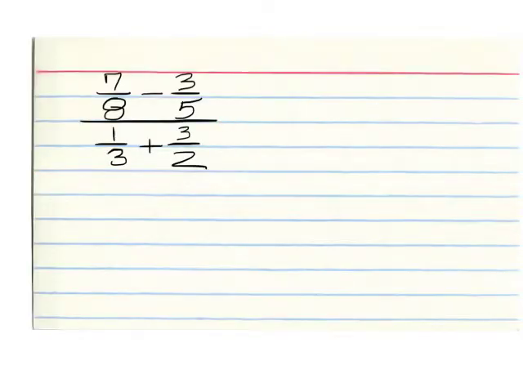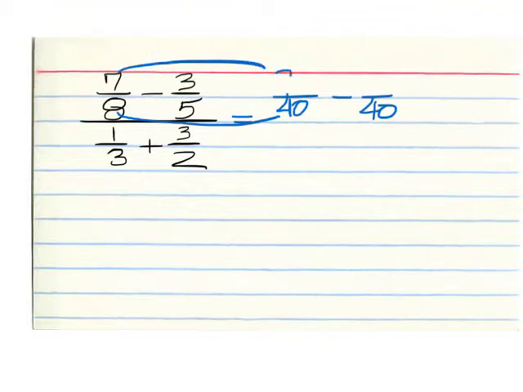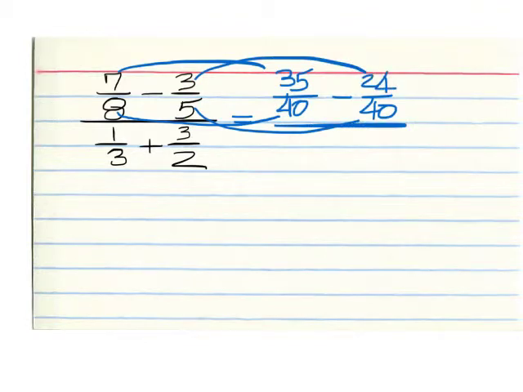Example 4. On the top, take care of that subtraction first. Your common denominator between 8 and 5 is going to be 40. And what we're multiplying here by 8 is going to be 5, so 7 times 5 is 35. 5 times 8 is 40. 3 times 8 is 24.